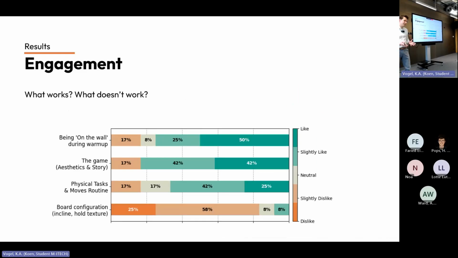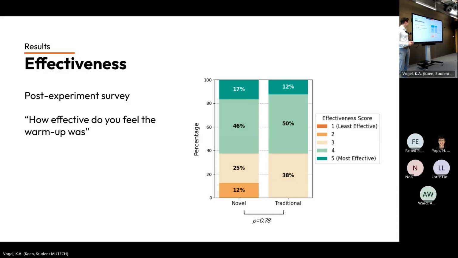If we look at specific aspects of the prototype, what works best and what doesn't work as well, we can clearly see that the on-the-wall part, which might be expected, scored really well as the game and physical tasks, so routine. What didn't score as well was the board configuration. So our 30-degree system board that we have was not very much liked by users, leading us to believe that a different system board would really improve the engagement much more.